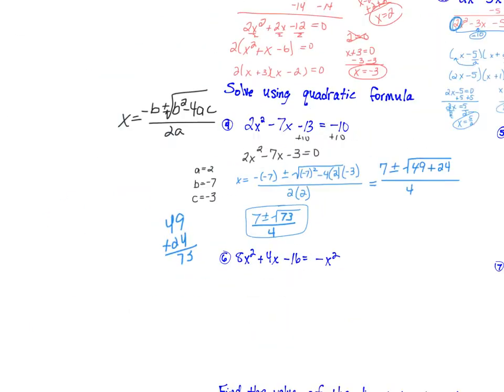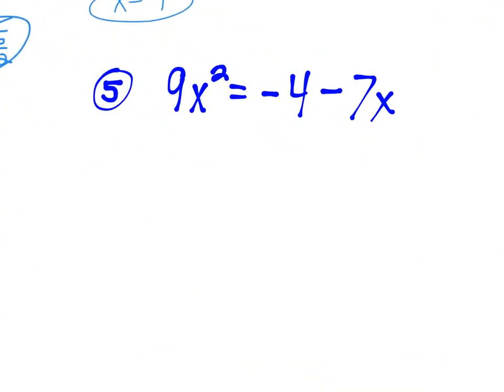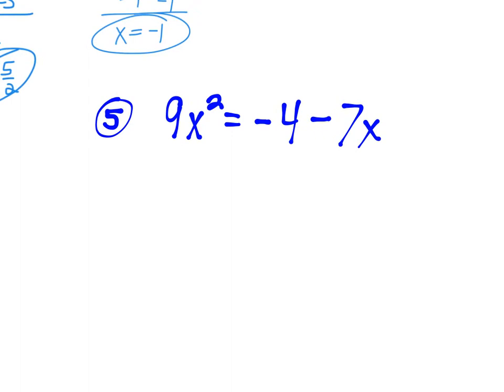Okay? All right, let's scoot on over. This is solving using the quadratic formula. So what's the first thing I have to do? Get them all on the same side. So I'm going to add 4 and I'm going to add 7x. Guys, when I rewrite this, where am I putting the 7x and where am I putting the 4? Plus 7x, good. Plus 4.